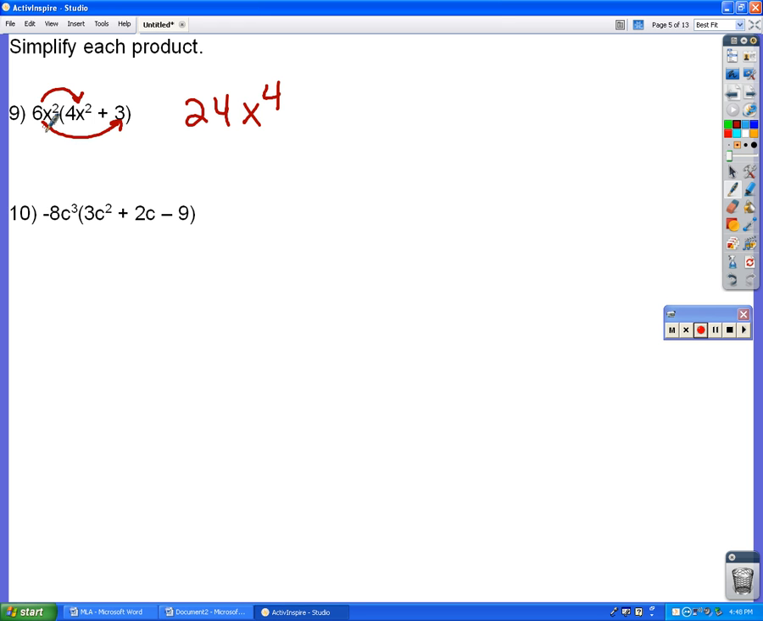Now I'm going to do the same thing with the 6x squared times the 3. So 6 times 3 gives me 18.